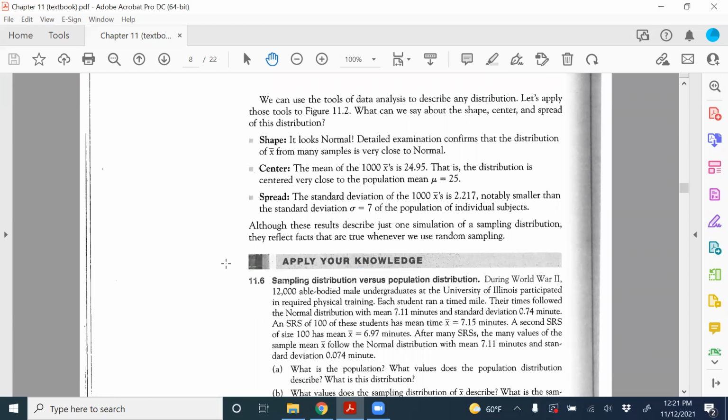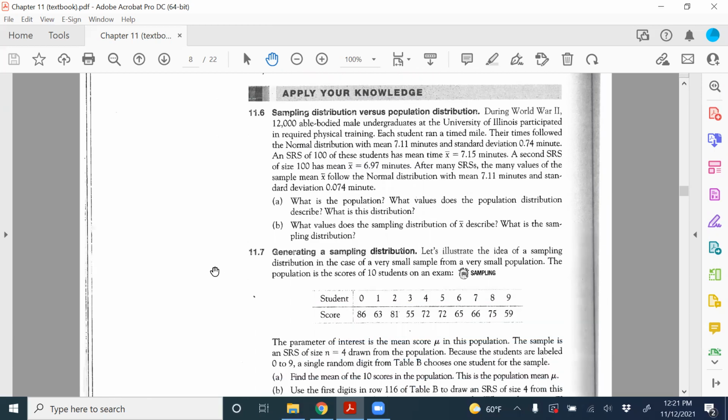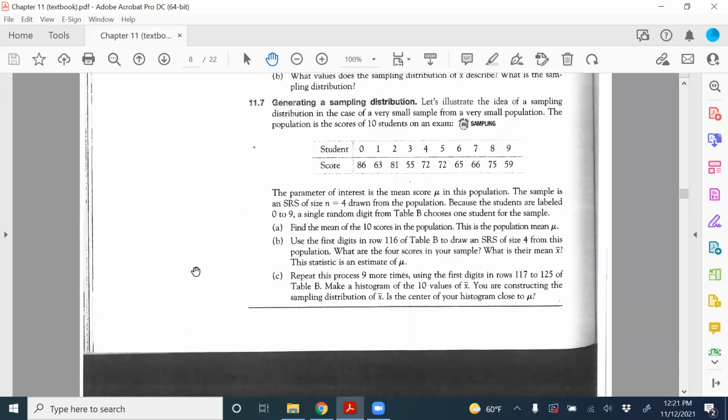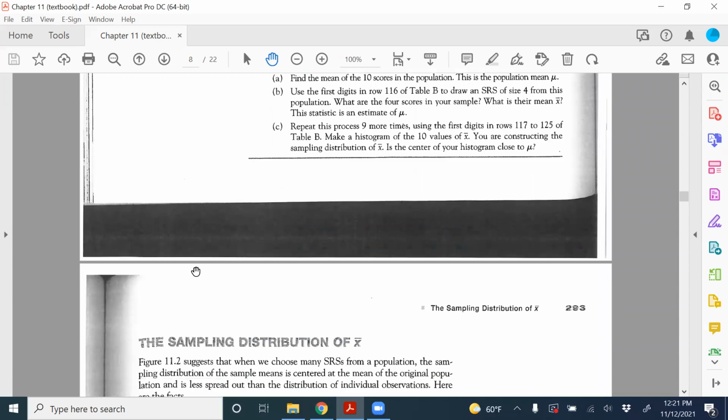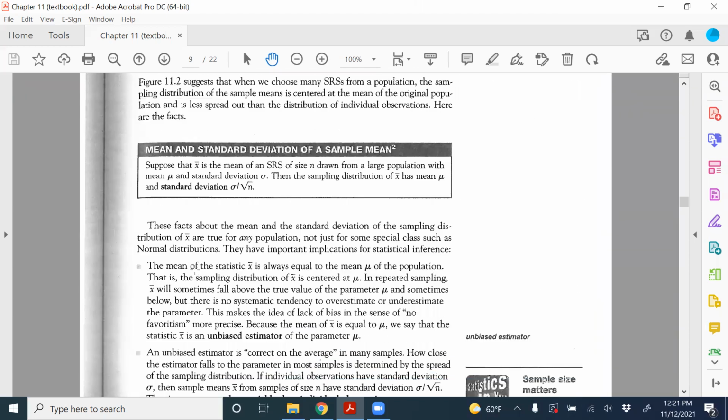Shape, obviously we're looking for normal, like a bell-shaped curve. Center, you want the mean to be right in the middle. And the spread, you want to make sure that 68% of your data is within 1 standard deviation of the mean. That would mean that you have a normal distribution. And then we have some more problems to work out.